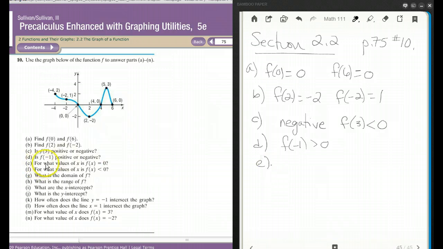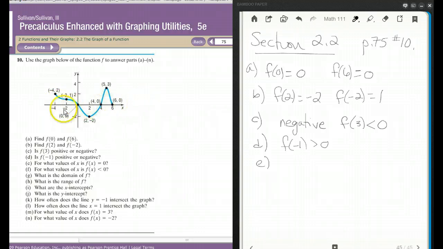E. Okay, for what values of x is f of x equal to 0? Notice this is asking us for what are the x values, what do the inputs need to be so that the output is 0, right? The output, remember, is our y value. Okay, so where on the graph do we have y values that are 0? Well, remember, y values are 0 if we're on the x-axis, right?